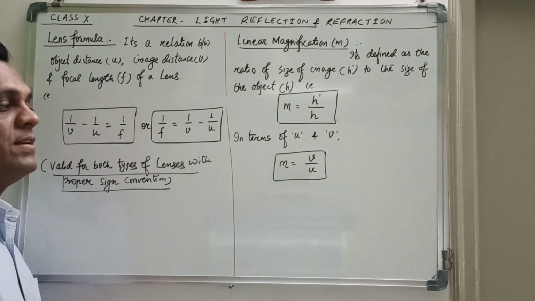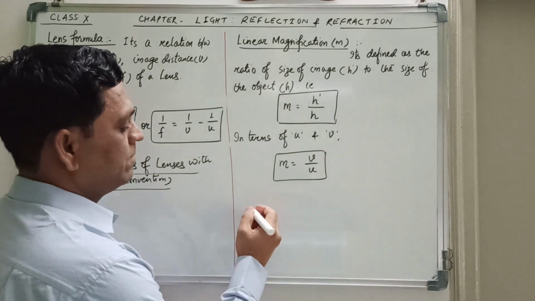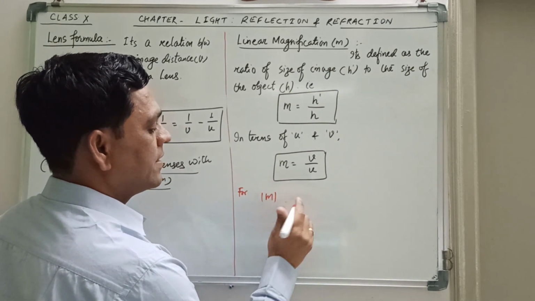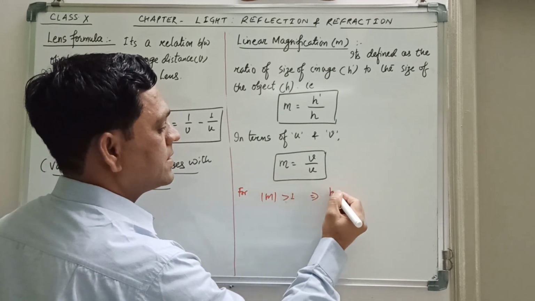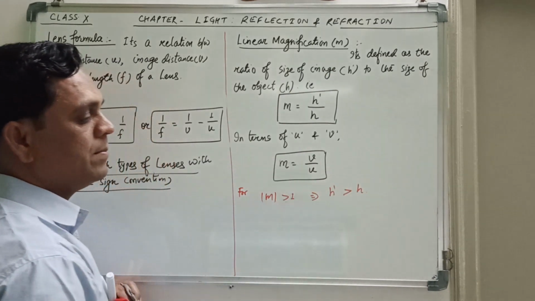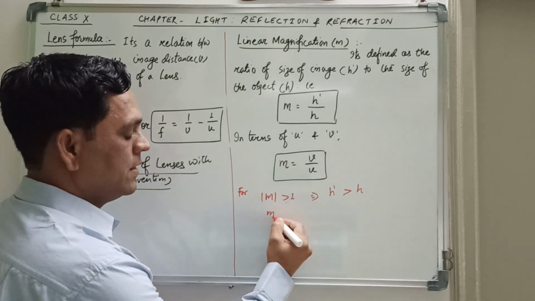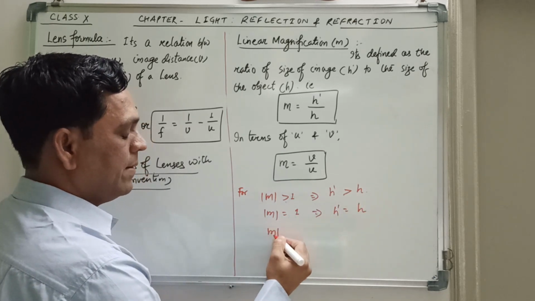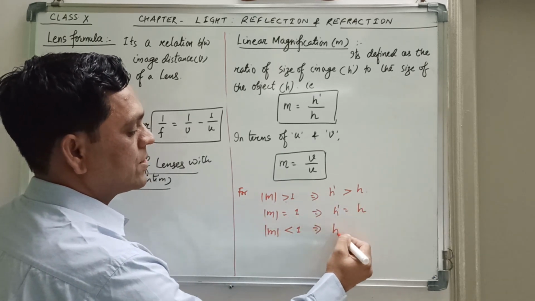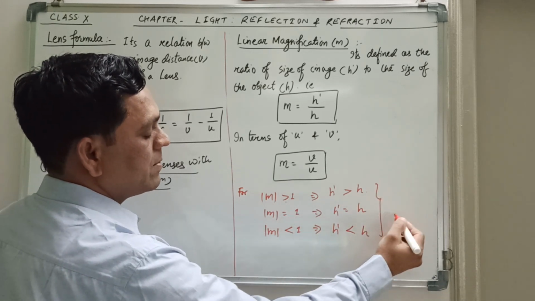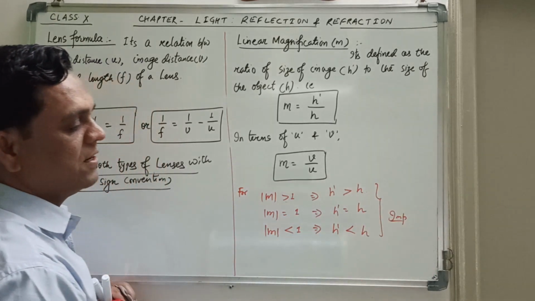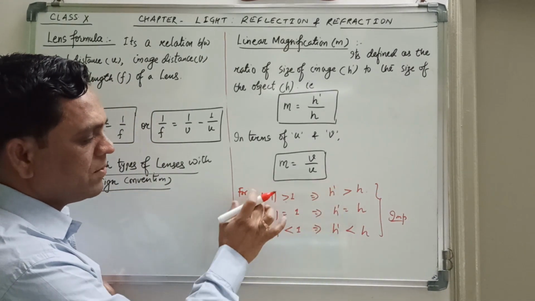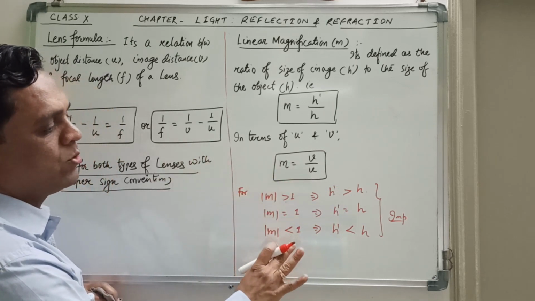And the same thing we have discussed in case of mirrors also: for magnitude of m greater than 1, the size of the image will be greater than the size of the object. If m is equal to 1, both will be equal to each other, and if m is less than 1, then h dash will be less than h. You must be remembering all this. We discussed that in detail when we studied spherical mirrors. Otherwise this is also very simple. सिर्फ magnitude लेना है.